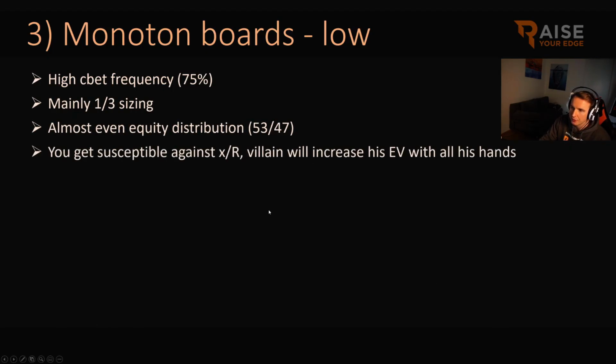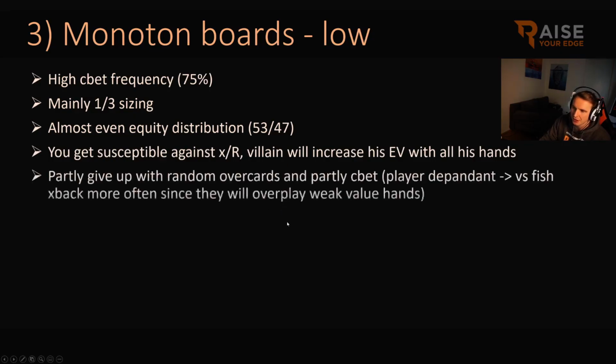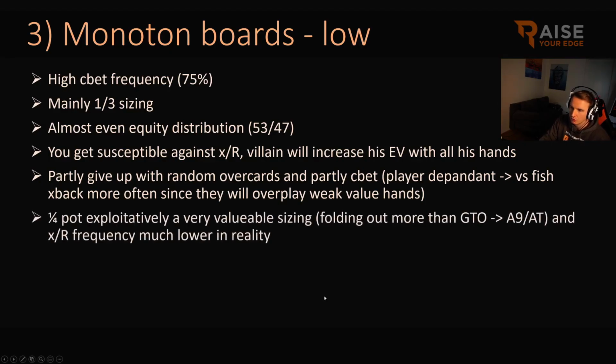Yeah, almost even equity distribution, and you get very susceptible against check-raises when you c-bet every single time. And as I said, partly give up with random overcards and partly c-bet, very player dependent. Versus fish, I would definitely strive to check back more often, since they will also just check-jam their king-8, which is a no-brainer check-call, or they're going to be check-jamming their 10-6 because they don't know what to do. And this really hurts your EV of betting, to be honest.